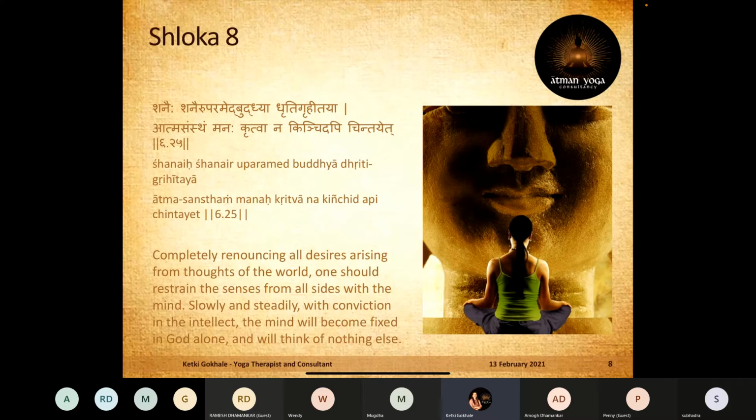Very, very important shloka from Bhagavad Gita. Completely renouncing all desires arising from thoughts of the world, one should restrain the senses from all sides with the mind. Slowly and steadily, with conviction in the intellect, the mind will become fixed in God alone and will think of nothing else. So once it is fixed on me, then it won't get distracted again. Shanai, Shanai, very gradually. Don't be in a hurry to proceed.